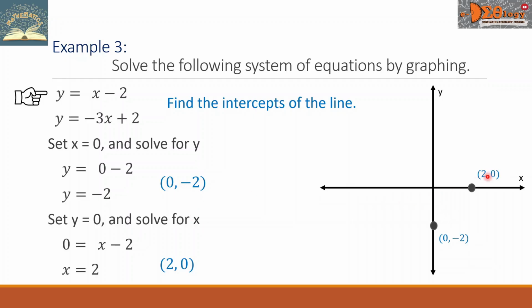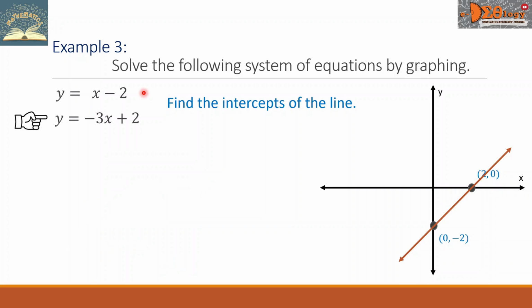(0, negative 2) is here. (2, 0) is here. We connect the 2 points by a line. So this is the line representing the first equation. We go to the second equation. Let us graph this. Let us find the intercepts of this line.